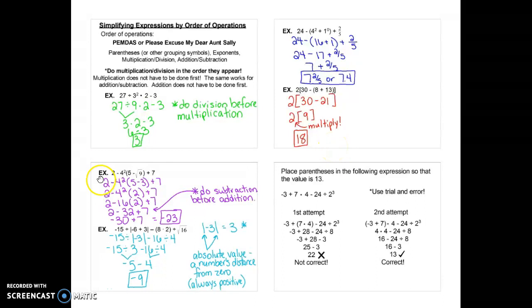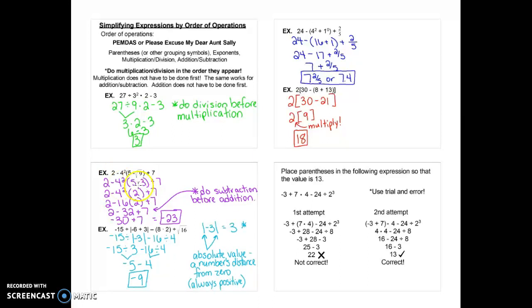We're going to move on to the next example. We have 2 minus 4 squared, and then in parentheses we have 5 minus the square root of 9, and then outside the parentheses is plus 7. So again, we have to take care of our grouping symbols first, which means those parentheses need to get taken care of. So I'm going to bring down everything else. The 2 minus 4 squared gets dropped down.